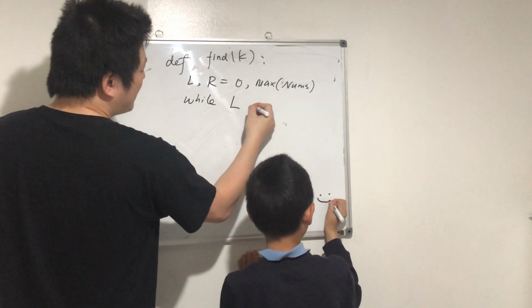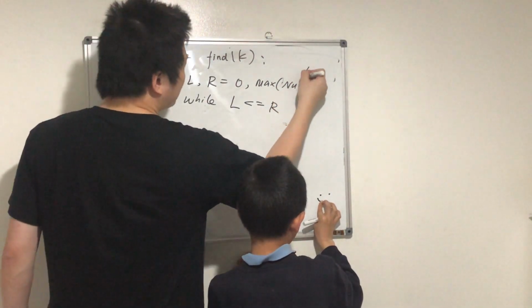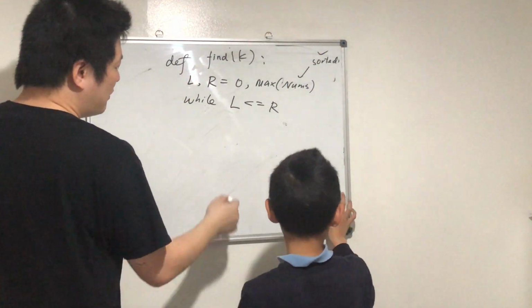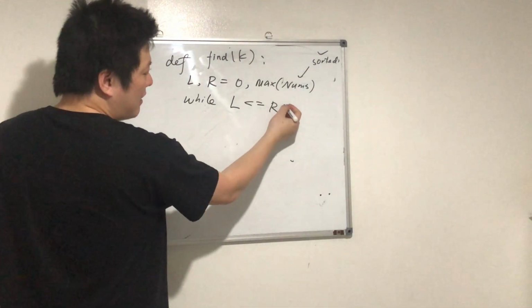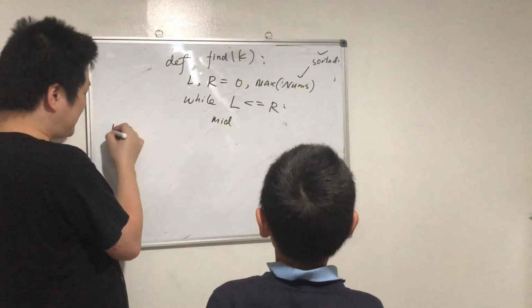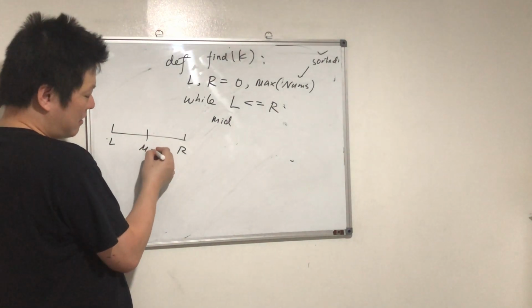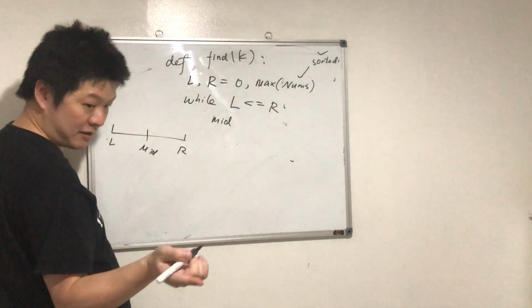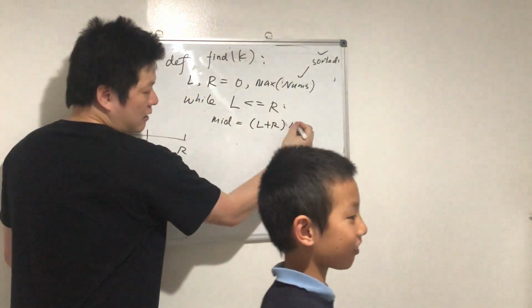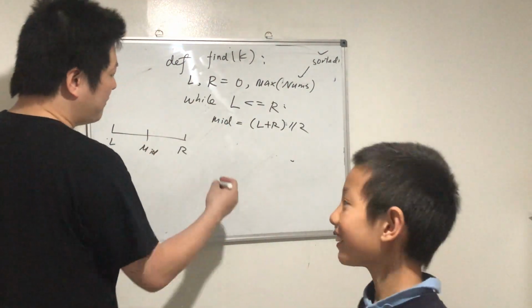Okay. Now, how do you write the binary search? While left is smaller than or equal to right, okay? Here, the nums is already sorted, okay? Already sorted. What's the middle? How do we get the middle? Middle equals left plus right, divided by 2. You need to divide by 2. Half. Okay. Teamwork.